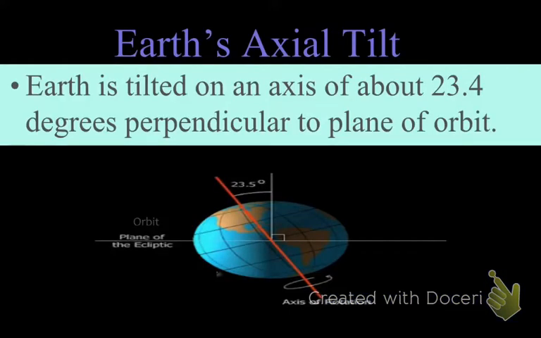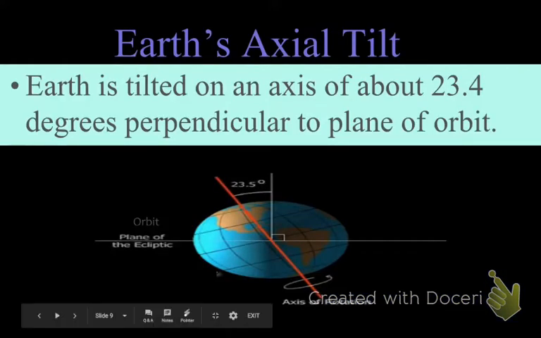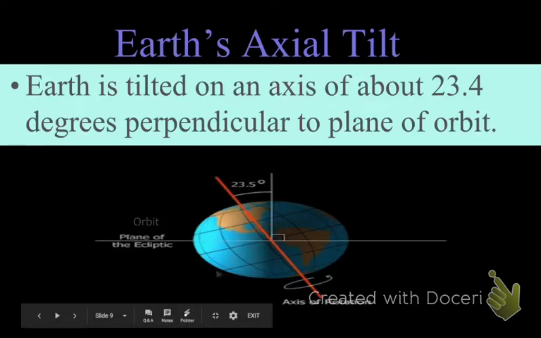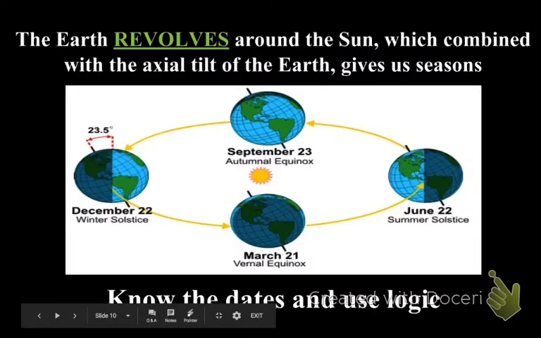Okay, moving on, talking about Earth's tilt. We've talked about this already when we were talking about precession and nutation. But we know that the Earth is tilted on an axis of about 23.4 degrees perpendicular to the plane of the orbit, and the tilt of the axis causes us to have seasons. You do need to know when the solstices and the equinoxes are. We know the Earth revolves around the sun in an elliptical shape, and with the tilt of our Earth, we get our seasons. And so here are our seasons.